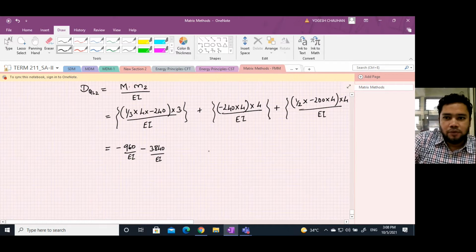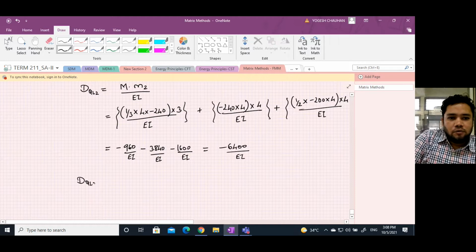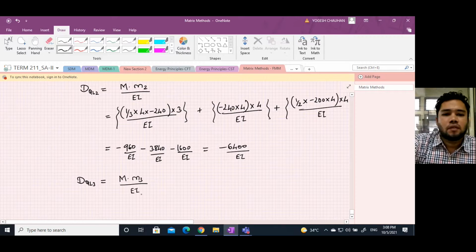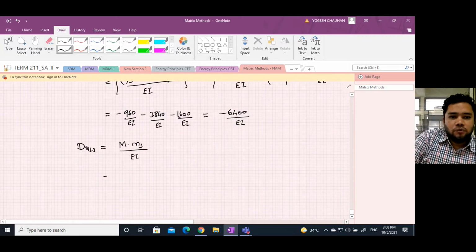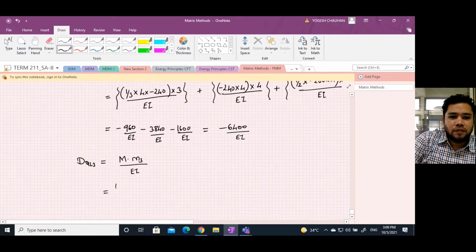Then for this it will be minus 1600 by EI. So total will be minus 6400 by EI. Then we find DQL3, which is capital M times small m3 by EI. Now we have to take the ordinate corresponding to the small M3 diagram. Area will be the same. Area of the capital M diagram will be the same.